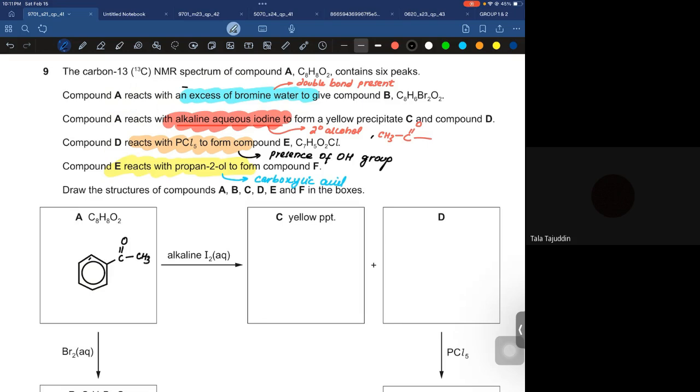It's going to react with alkaline aqueous iodine. That's the reason I got an idea that this group must be present. Okay, this group must be present. So what was the formula? Let me tell you this. Hydrogen 1, 2, 3, 4, 5, 6, 7, 8. 8 hydrogen atoms. Am I right? So it has 8 hydrogen atoms, right?